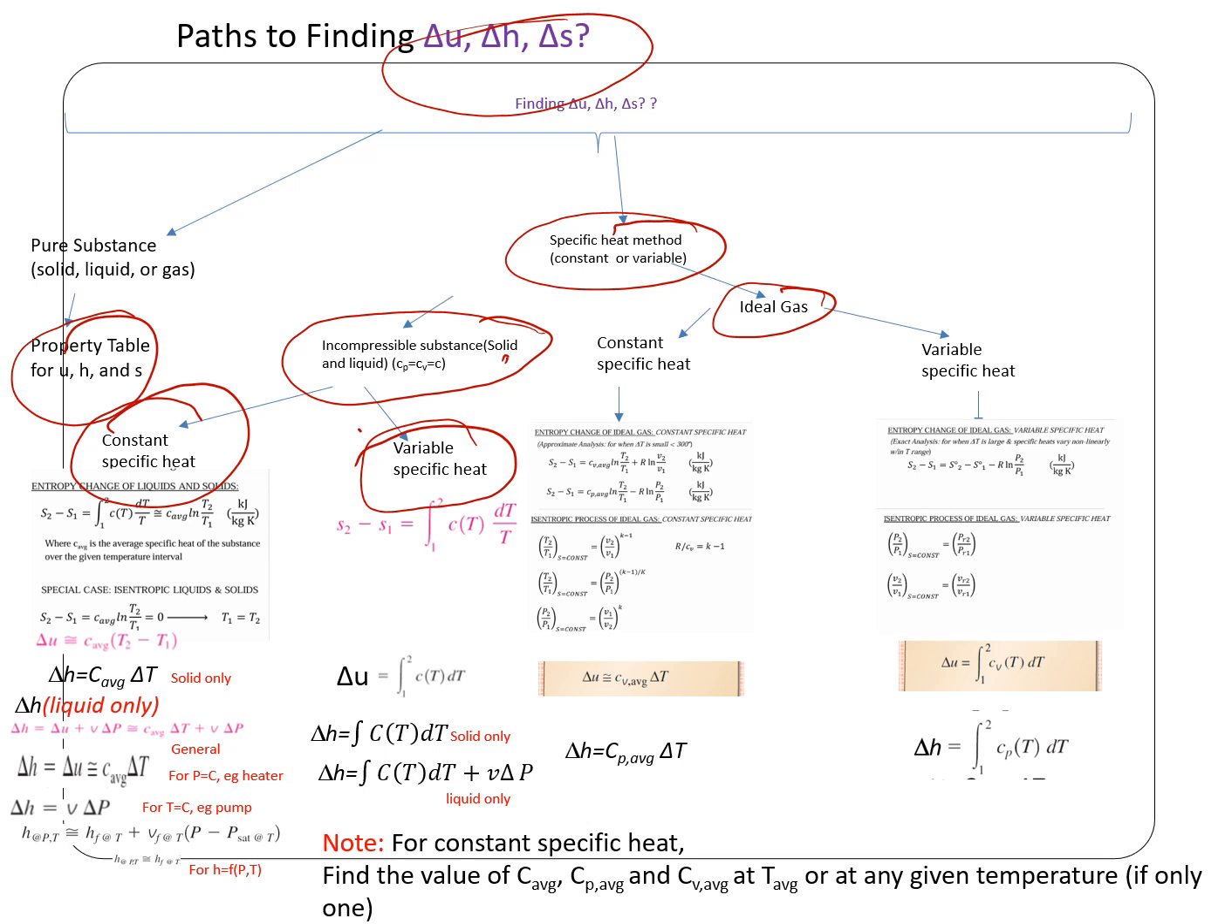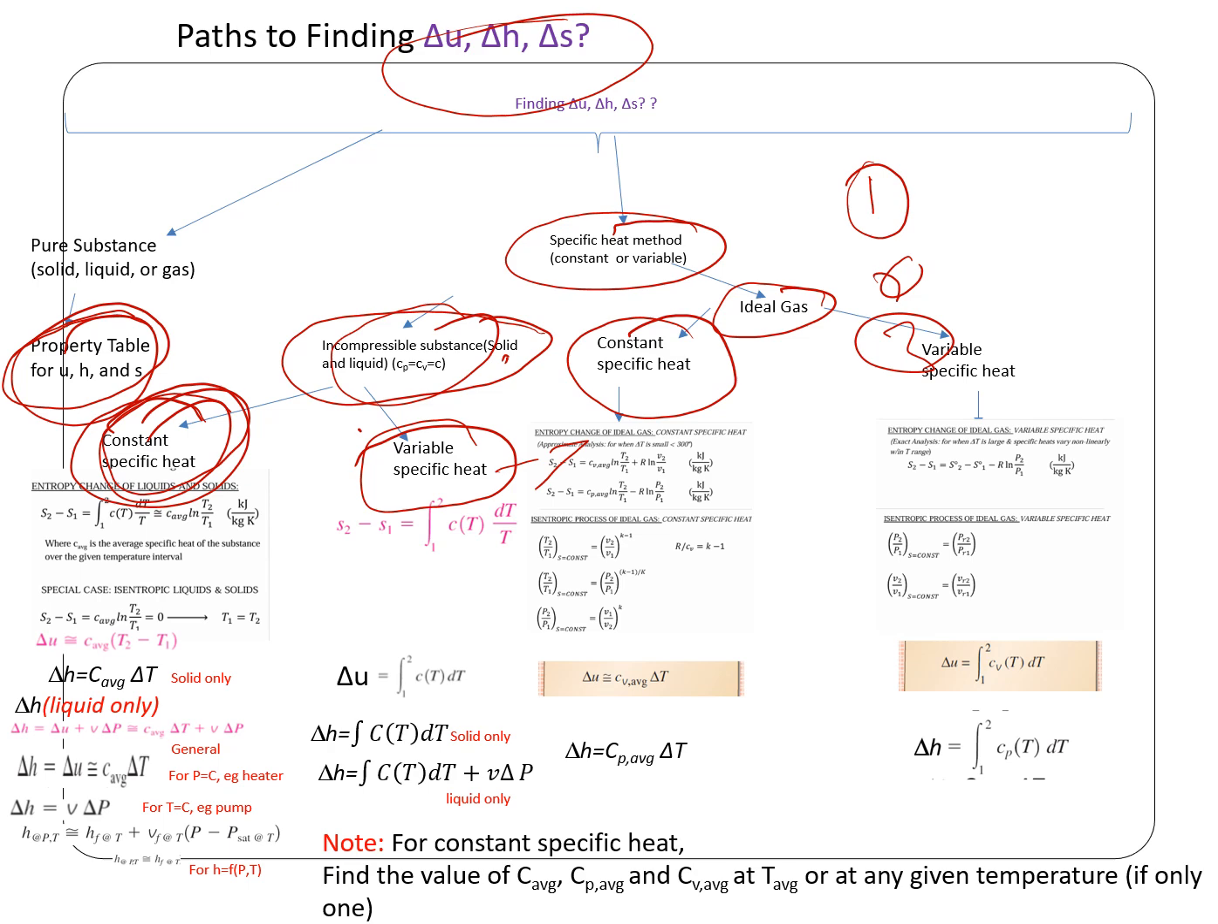Unless it says which method to follow, I think the priority should first be to use the pure substance tables. If the property values are not given for the pure substance, the second would be the constant specific heat method. If it is an ideal gas, you follow this one; if it is an incompressible substance, you follow this one. And then the third would be the variable specific heat method. If it asks you to do the problem using the variable specific heat method only, then use this one. Otherwise, you can stick to the constant specific heat method if the property values are not given in the property table.